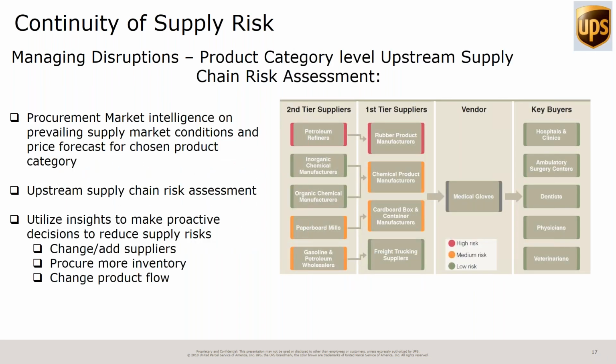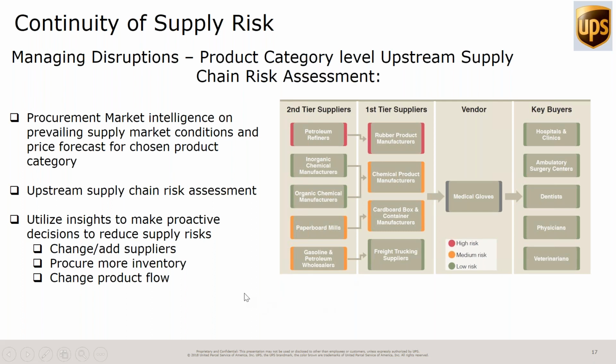Then, you could also do a risk assessment at a product category level, really mapping out that product category at an upstream level. In this example, say you're a manufacturer and distributor of medical gloves. If you map out the tier 1 and tier 2 suppliers, you could get market intelligence on these suppliers and the level of risk based on prevailing market conditions, whether there is enough capacity or supply versus demand, or whether there is more demand versus supply. And then also get insights on the price forecast.